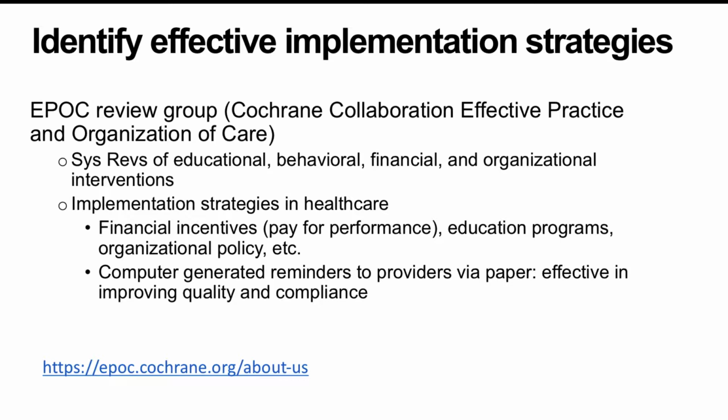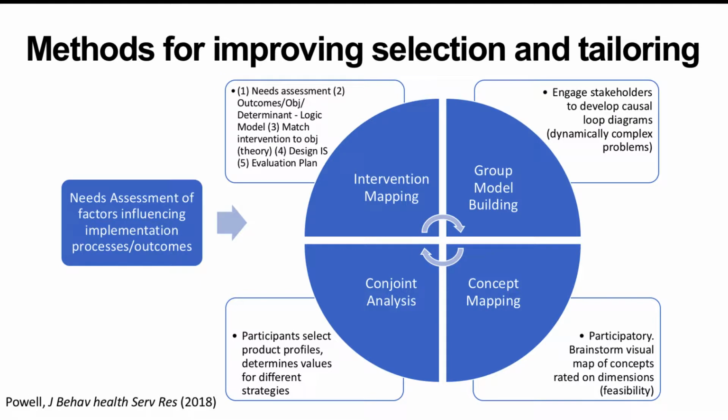You can also ask more specific questions. For example, what's the best way to give providers reminders? One systematic review found that computer-generated reminders to providers via paper was effective in improving quality and compliance. So how do you select the right implementation strategy for your program? The first step always involves conducting a needs assessment of factors influencing implementation processes and outcomes, and also identifying barriers and facilitators to the implementation of your program.